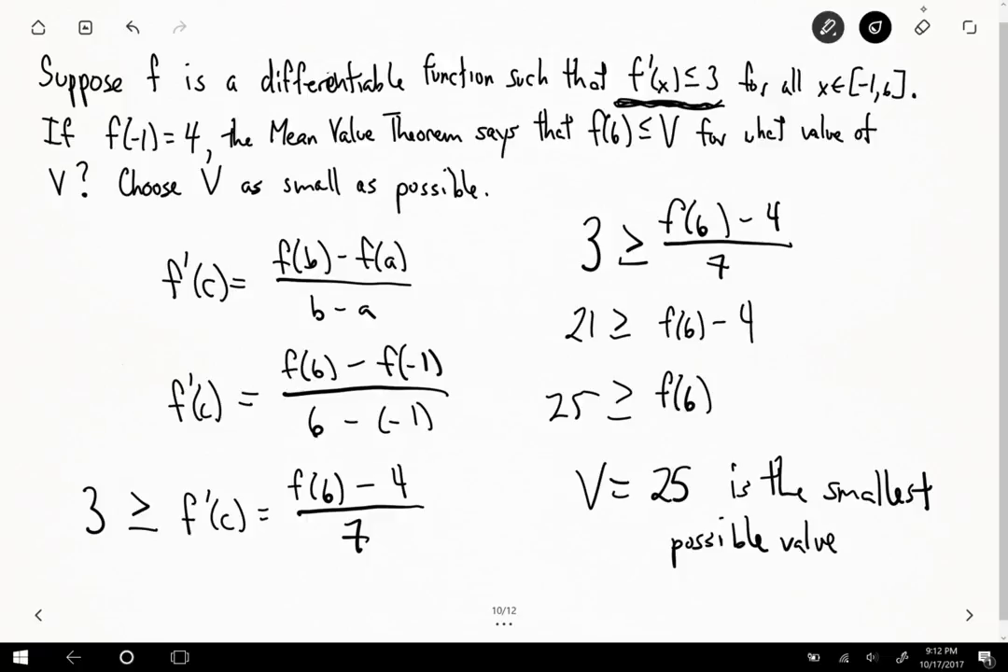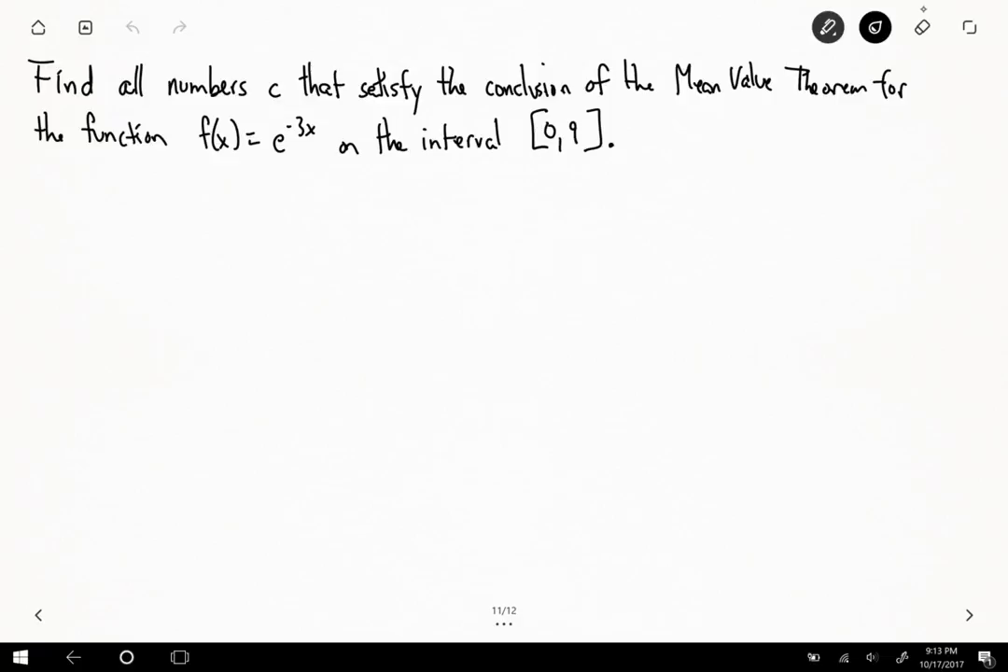Okay, hopefully that makes sense on how the mean value theorem works. That's what we're kind of trying to work with here. And so we can see another one where we actually try and solve some things with the mean value theorem. So find all numbers c that satisfy the conclusion of the mean value theorem for the function f of x equals e to the -3x on the interval 0, 9. Okay, so we have that closed interval. Well, what are we looking for?